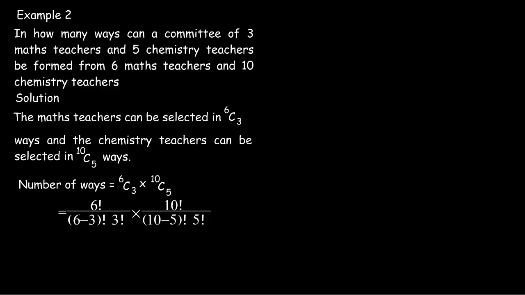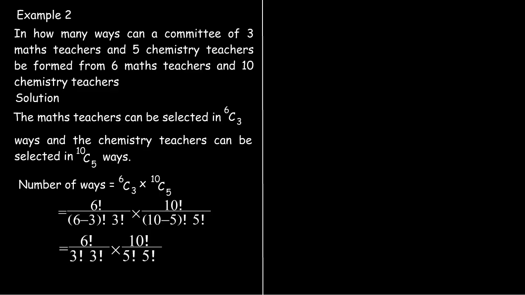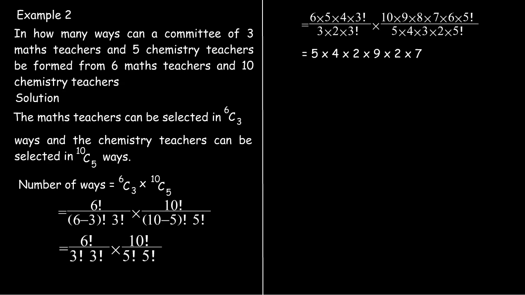equal to 6 factorial divided by (6 minus 3) factorial, 3 factorial, times 10 factorial divided by (10 minus 5) factorial, 5 factorial, which is equal to 6 factorial divided by 3 factorial 3 factorial times 10 factorial divided by 5 factorial 5 factorial. Expanding our factorials, it will be equal to 6 times 5 times 4 times 3 factorial divided by 3 times 2 times 3 factorial, times 10 times 9 times 8 times 7 times 6 times 5 factorial divided by 5 times 4 times 3 times 2 times 5 factorial, which is equal to 5 times 4 times 2 times 9 times 2 times 7, which is equal to 5040.